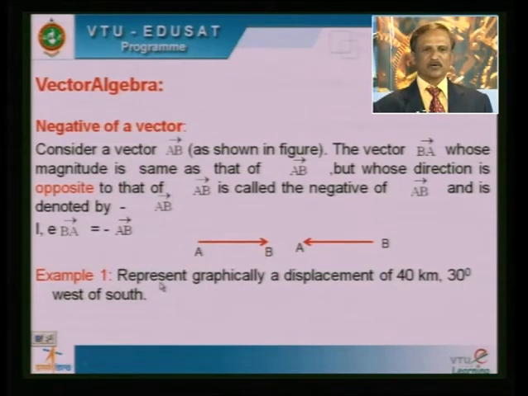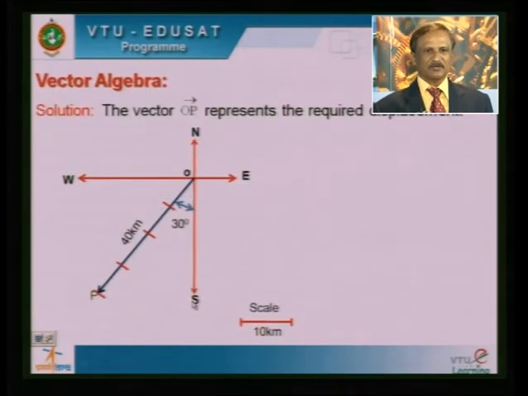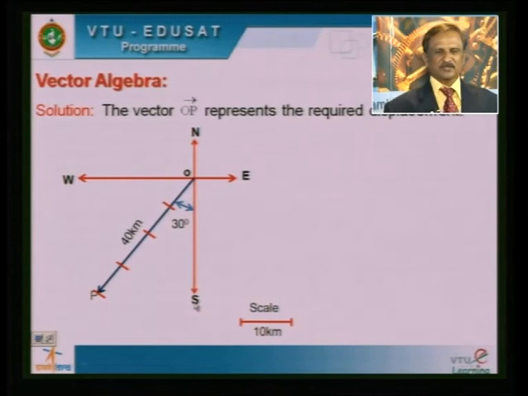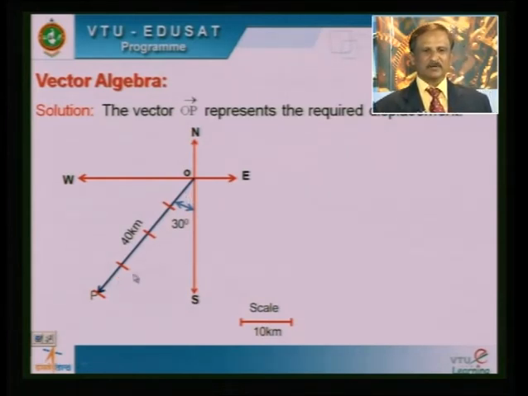I repeat the same problem once again. You want to represent graphically a displacement. What is the distance? 40 kilometers. What is the angle? 30 degrees west of south. How do we represent it? Observe the sides: this line represents east-west. E means east, W means west, N stands for north, S stands for south. Now we want to represent a distance of 40 kilometers. The line OP has a length as well as a direction, so it is a vector. OP represents the required displacement because we have mentioned the scale also. One segment from O to this point, you may call 10 kilometers.